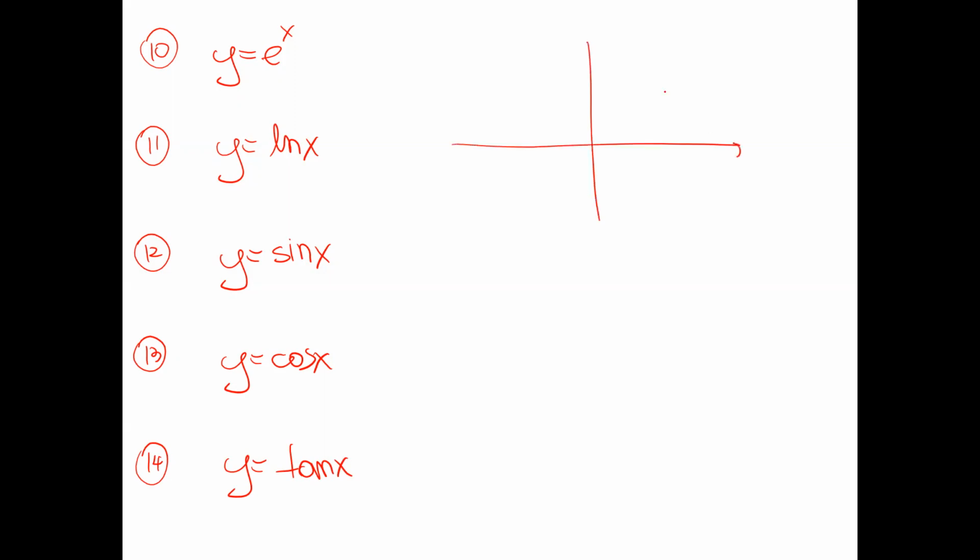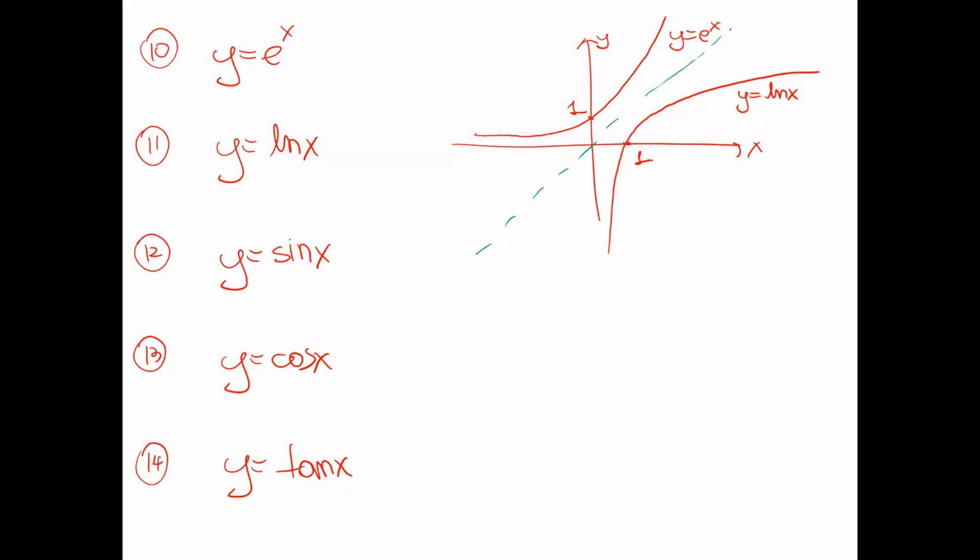I can draw e to the x, exponential, growing extremely fast. Right? The logarithmic function is the inverse of the exponential. It looks like this. I put two graphs in one xy plane, and they are definitely symmetric with respect to the line y equals x. Okay, and then sine and cosine, we know, we practiced this.